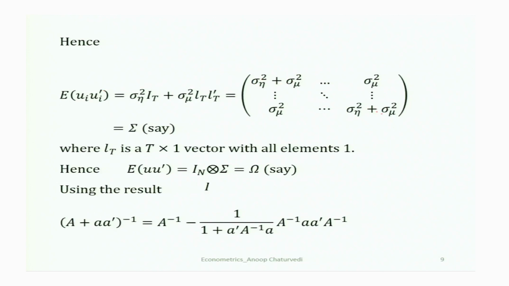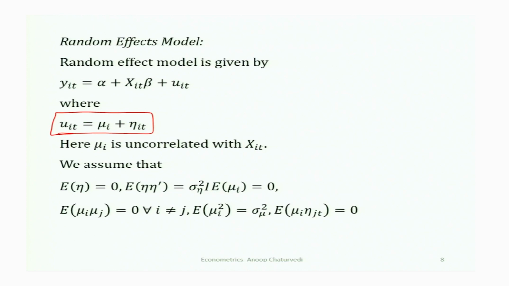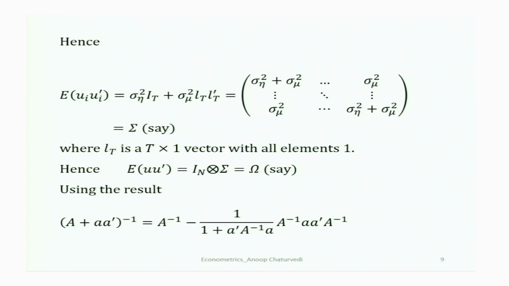The variances are these. And then you consider the covariances, means for t not equal to t dash, expectation of u_it u_it dash is equal to, you get expectation of mu_i plus eta_it into mu_i plus eta_it dash, and this is equal to sigma square mu. So, all the off diagonal elements are sigma square mu.